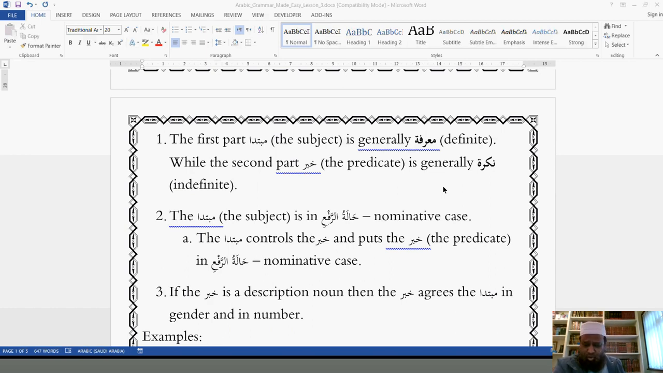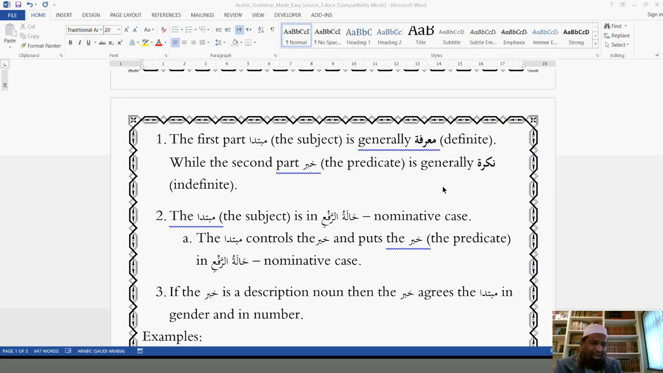These are the 3 rules. Let's concentrate again. Go through these 3 rules again and again. Number 1, the mubtada is generally ma'rifa. The khabar is generally nakira. Number 2 is the case. What case will the mubtada be? What case will the khabar be? So this is the rule. The mubtada is in halatul rafa and the khabar is also in halatul rafa.